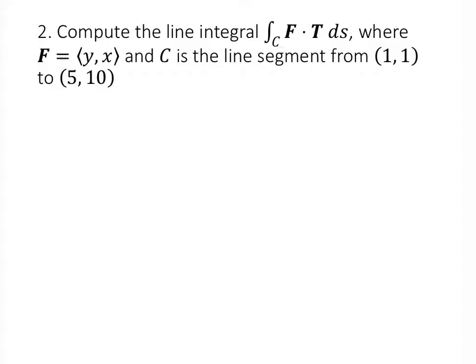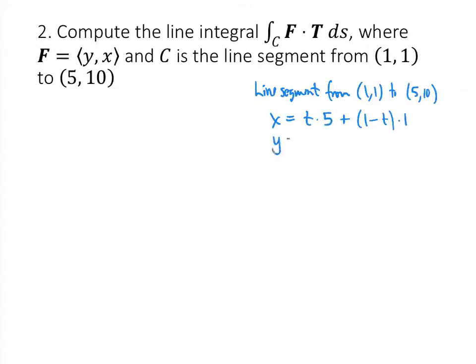Same type of problem, we've got a line integral of F dot T ds, but this time we don't have a parameterization. We're just asked to use C being the line segment from 1 comma 1 to 5 comma 10. And so here we need to remember our standard parameterization for a line segment. We want it to start at 1 comma 1 and go to 5 comma 10. So our x-coordinate is going to be t times the ending x value, which is 5, plus 1 minus t times the starting x value, which is 1. y is going to be t times the ending y value, which is 10, plus 1 minus t times the starting y value, which is 1.